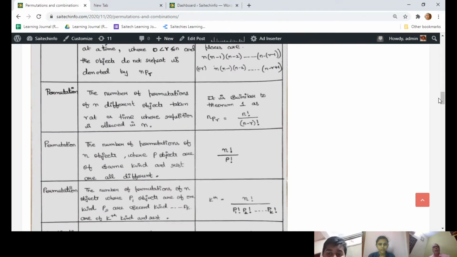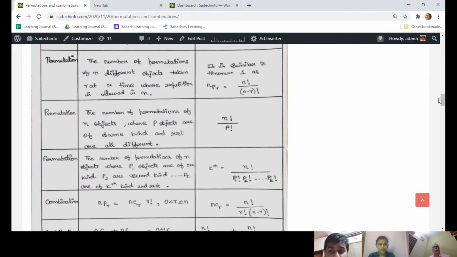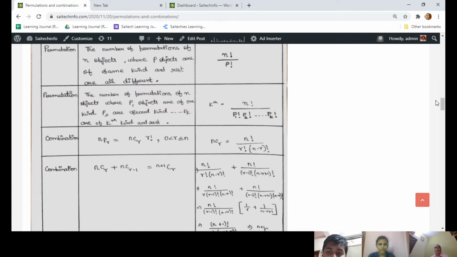The next theorem in the topic permutation is: the number of permutations of n objects where p objects are of the same kind and the rest are different. So only p objects are the same and the rest are all different. We use the formula n factorial by p factorial. The fourth one is: the number of permutations of n objects where p1 objects are of one kind, p2 are of the second kind, and pk are of the kth kind, and the rest. Here the objects are of different kinds, so we use the formula n factorial by p1 factorial into p2 factorial and so on up to pk factorial.